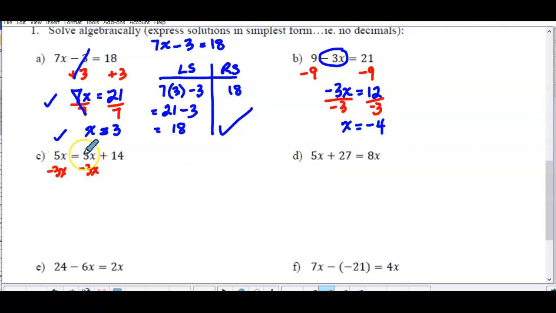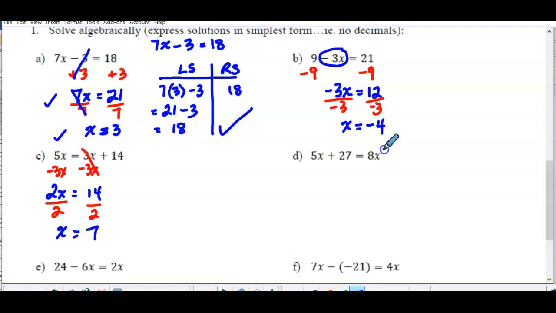There's already 5x here. This is a positive 3x, so we're going to subtract 3x from both sides, so that goes to 0. And so that leaves us with 5x minus 3x is 2x on the left. So my pen went a little wonky there. So that's 2x on the left equals 14. The opposite of multiplying by 2 is dividing by 2. So x equals 7.